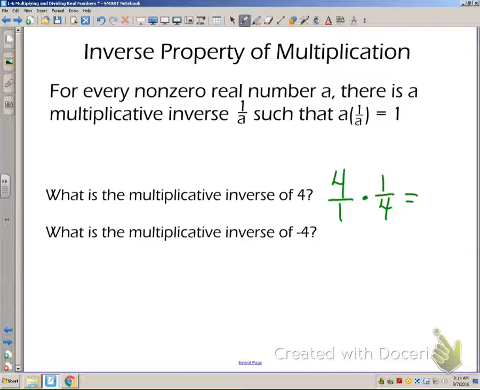4 times 1 is 4. 1 times 4 is 4. We know that 4 over 4 is, in fact, 1. And the multiplicative inverse of -4 would be -1 over 4.